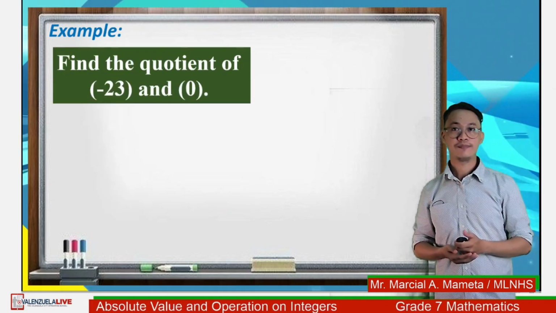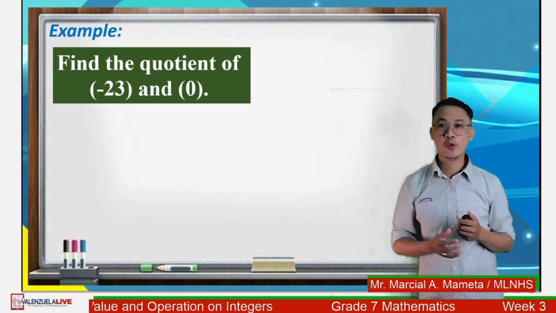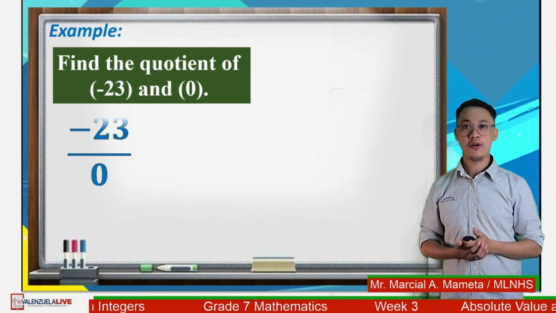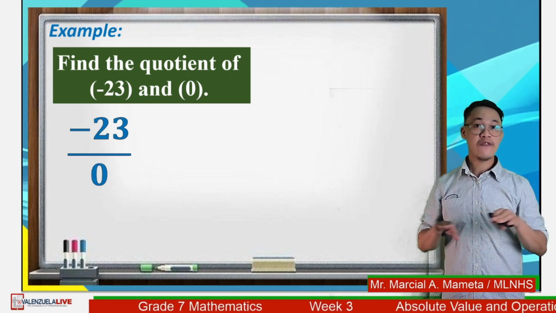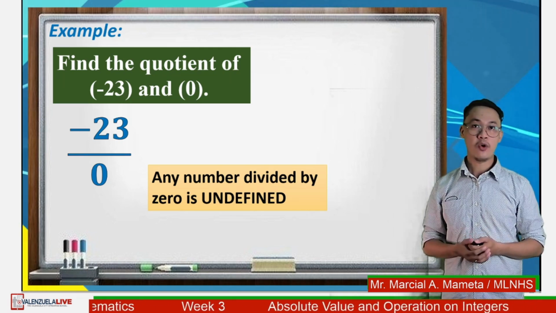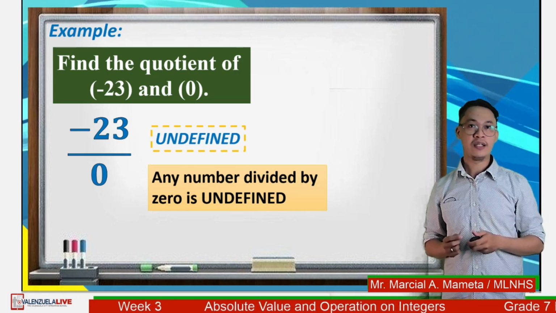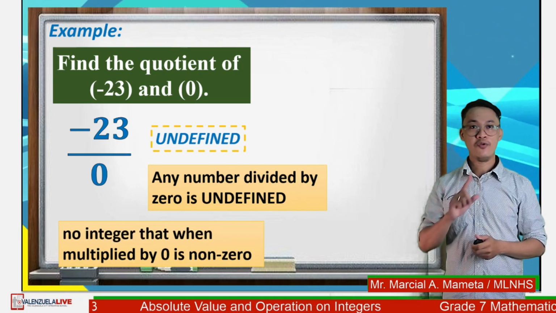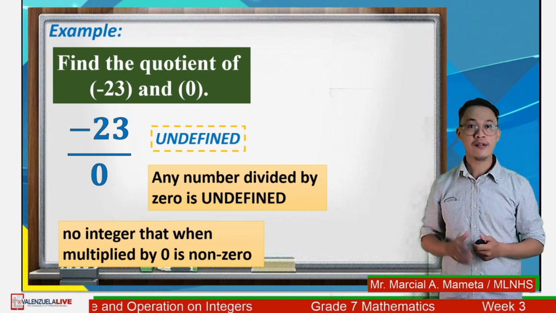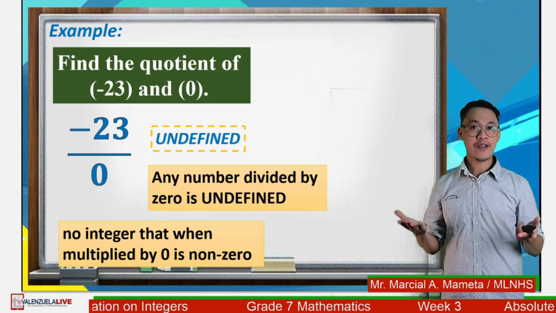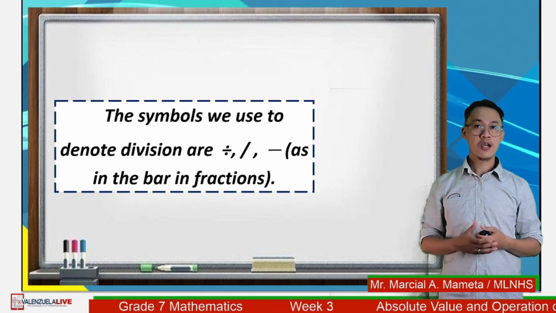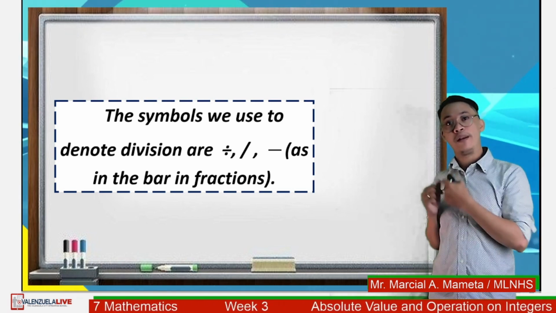Another example. Find the quotient of negative 23 and 0. Again, negative 23 and 0. So we have negative 23 divided by 0. Any number divided by 0 is always undefined. Note, there is no integer that, when multiplied by 0, gives a non-zero answer. Again, any number divided by 0 is undefined. The symbol we use to denote undefined division is this one.